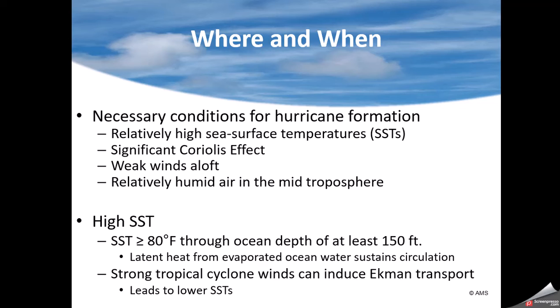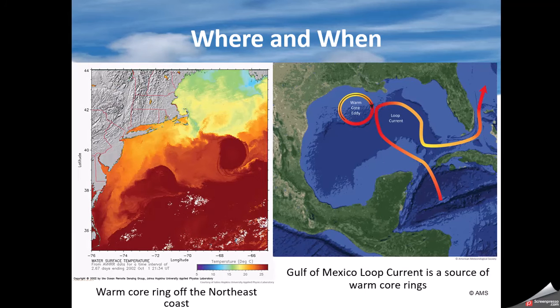You need weak winds aloft. You don't want these thunderstorms getting sheared apart like happens in the mid-latitudes, where you have strong winds and vertical wind shear. Here you want weak winds all the way, and it's got to be a very humid air mass. And one of the things is SSTs have to be greater than 80 degrees through at least 150 feet depth. That's saying you've got to have a lot of warm water.